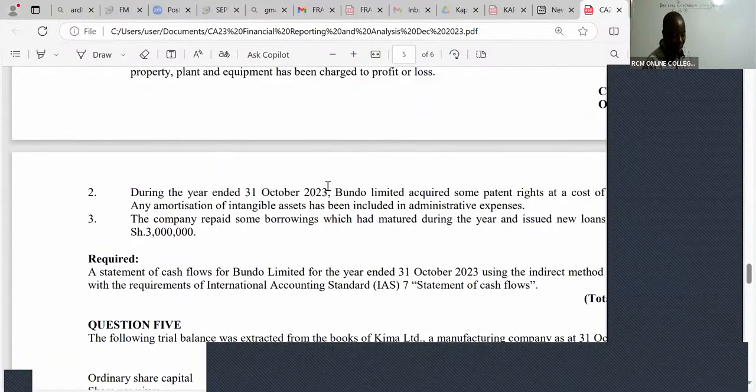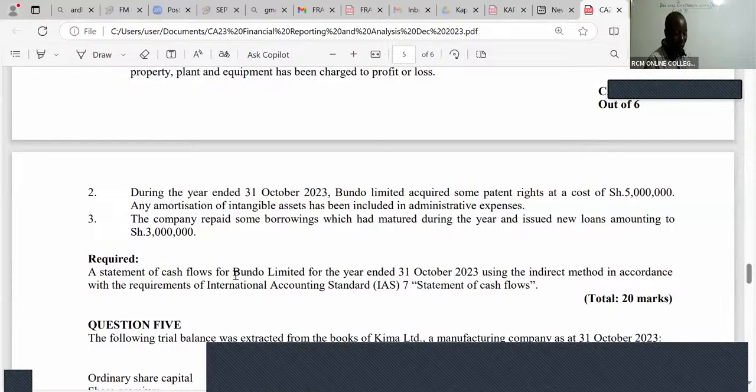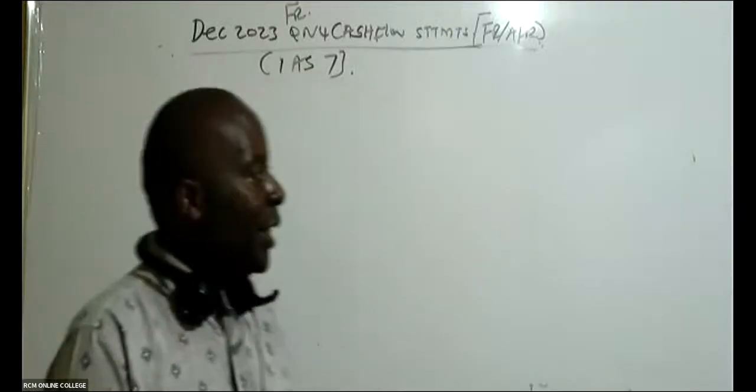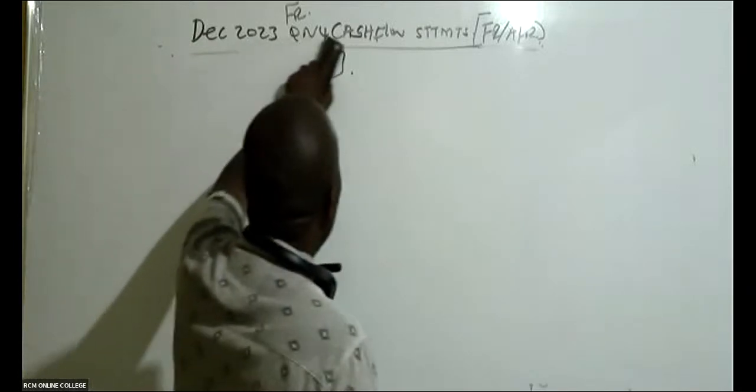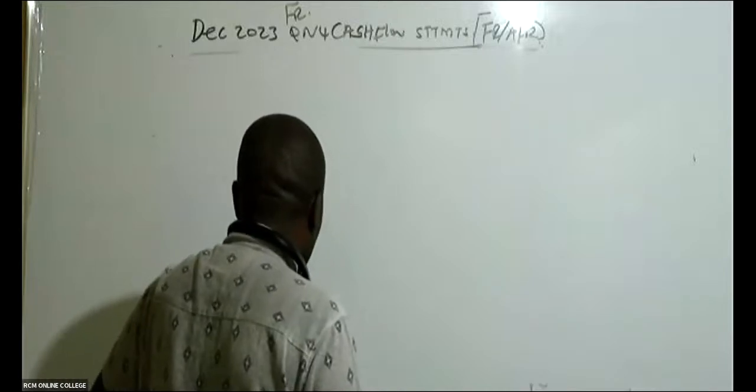So what do they want me to do? This is the question here. I always start by reading the requirement. They want a statement of cash flows for Bundo Limited for the year ended 31st October 2023, using the indirect method in accordance with International Accounting Standard 7, Statement of Cash Flows. So once I see that, a good wish for you is success. Our cash flow statement will have 3 sections.